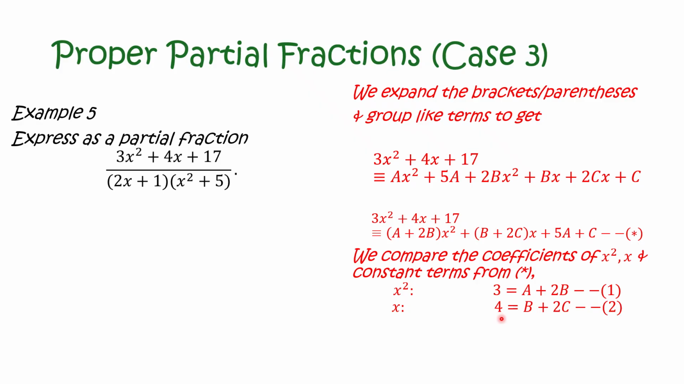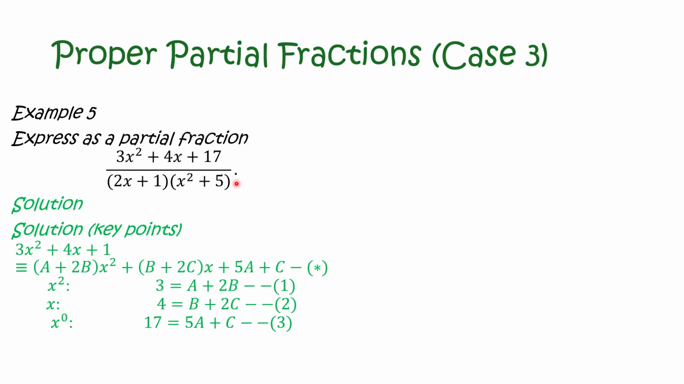Then we compare the coefficient of x. We have 4 is equal to B + 2C. Let's label this equation 2. And for the constant term, x to the power 0, we have 17 is equal to 5A + C. This one will be equation 3. So as we can see, we have simultaneous equations. So we are going to solve these since we have 3 unknowns with 3 equations.